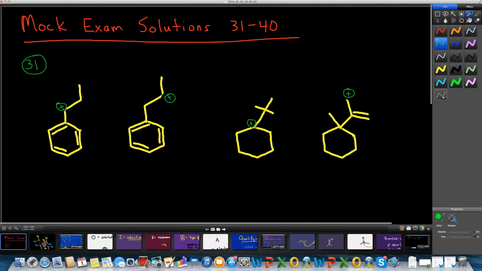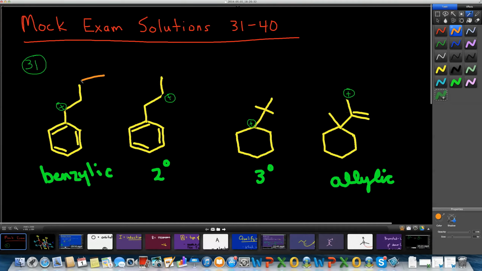The one to the far left, answer choice A, is best characterized as benzylic. Choice B would be best characterized as secondary. Choice C, tertiary. And choice D, allylic. Remember, resonance effect trumps inductive effect, and benzylic is better because you can make more resonant structures. So the credited response to number 31 is A.